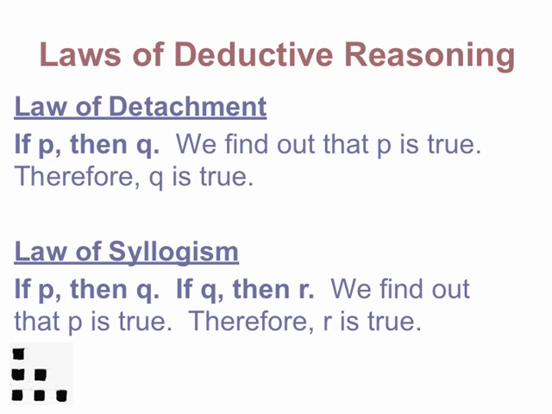In the law of syllogism, we have 2 conditional statements. If P, then Q. If Q, then R. We find out that P is true, therefore we can conclude that R is true.